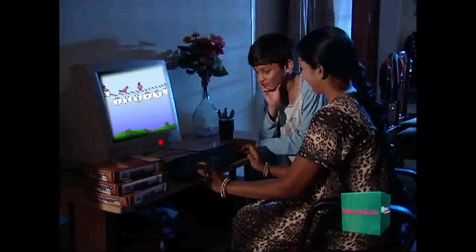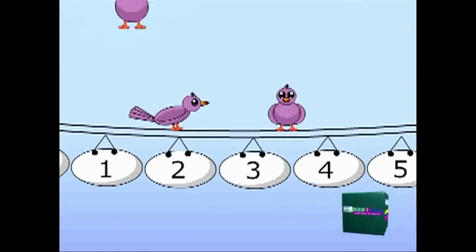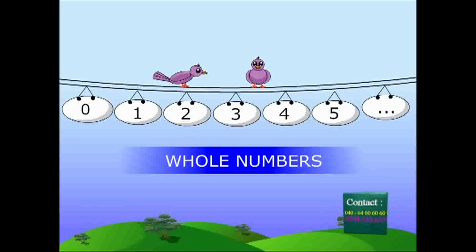If we add 0 to this set, then the set of these numbers is called whole numbers.